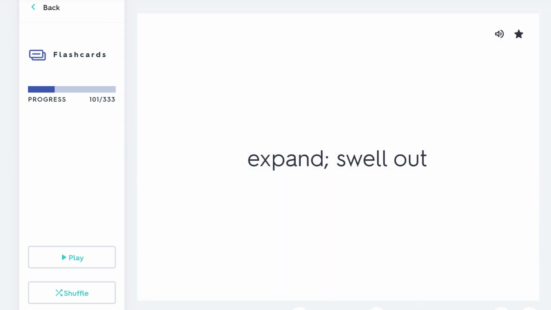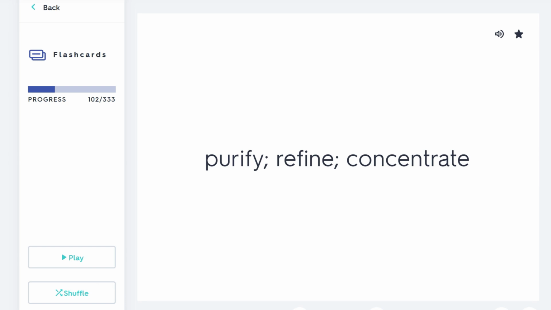Distend. To expand or swell out. His ankle was distended by the fall. It was really swollen and expanded. Distend. The distended corpse was horrific to look at. The swollen corpse. Distend. Distill. To purify, refine, concentrate. The book contained the distilled wisdom of generations. The pure, concentrated wisdom. He tried to distill his complex argument into one simple slogan. Distill.